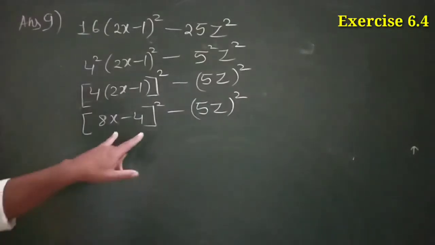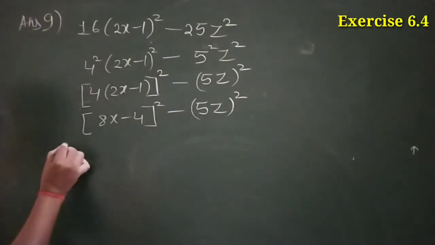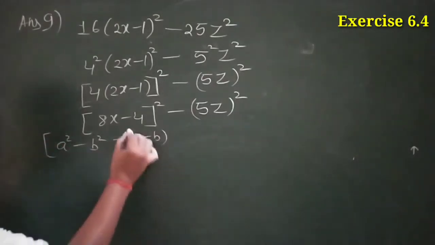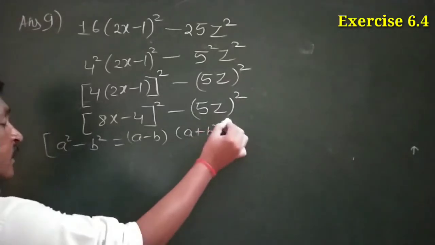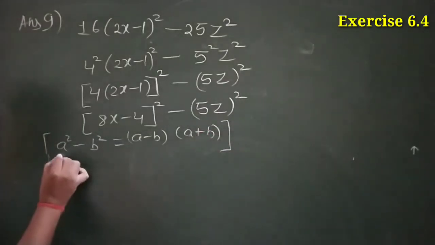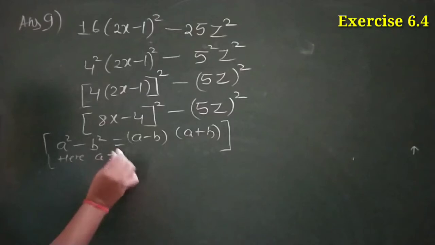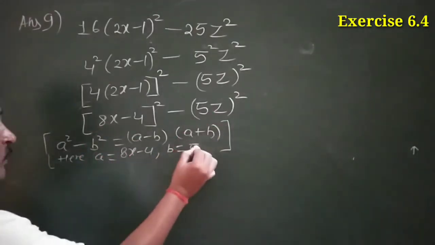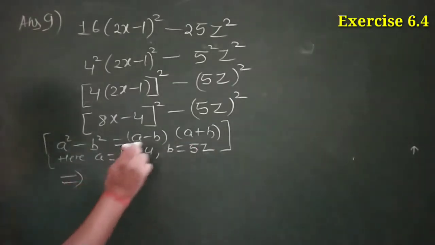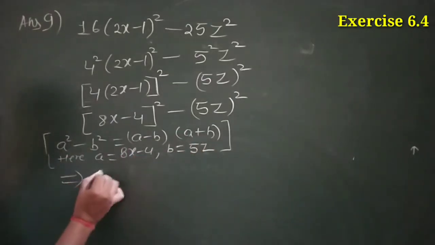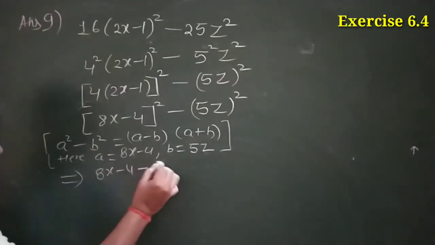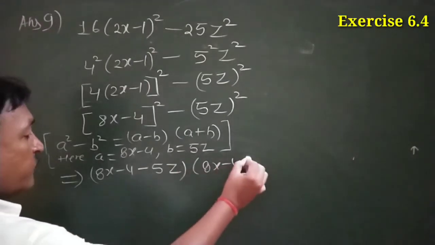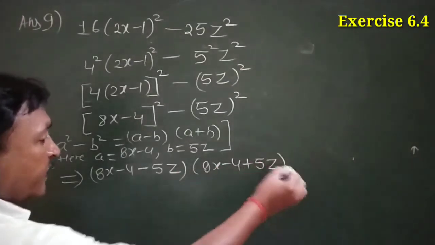So we can apply the identity a square minus b square, means a minus b, a plus b. If you will compare, then here a is 8x minus 4 and b is 5z. Okay, so just write down the expansion: a minus b means 8x minus 4 minus 5z, then plus 8x minus 4 plus 5z, which is our needed answer.